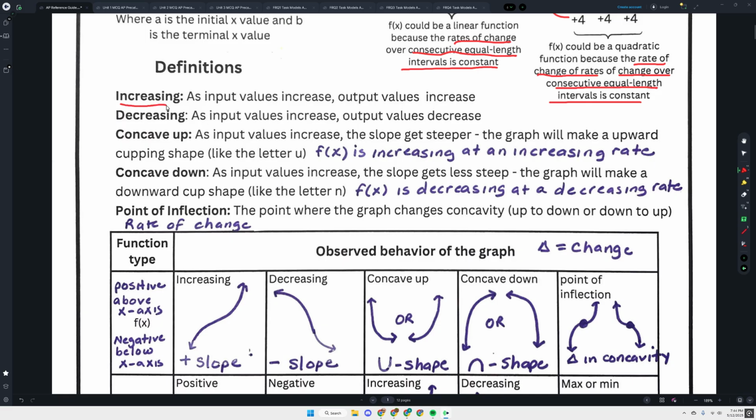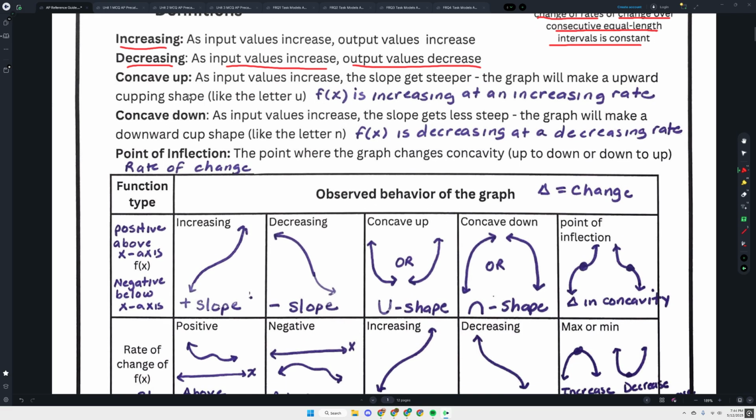First, we have increasing. As input values increase, output values increase. That's pretty simple. Decreasing is just the opposite. As input values increase, our output values decrease. Next, concave up. As input values increase, the slope gets steeper. The graph will make an upward cupping shape like the letter U. F of x is increasing at an increasing rate. Concave down. As input values increase, the slope gets less steep and the graph will make a downward cup shape like the letter N. F of x is decreasing at a decreasing rate.